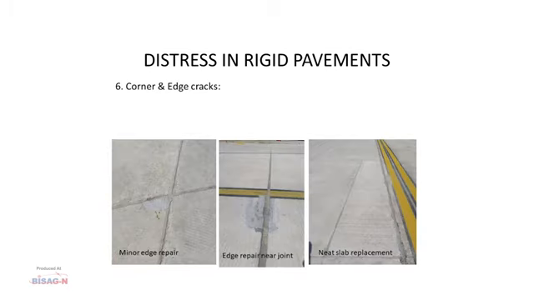Again, a few pictures of corner and edge cracks. This very small portion of the edge crack has been repaired. Then a very neatly done edge repair near the expansion joint, and then a very neat slab replacement of the slab crack.